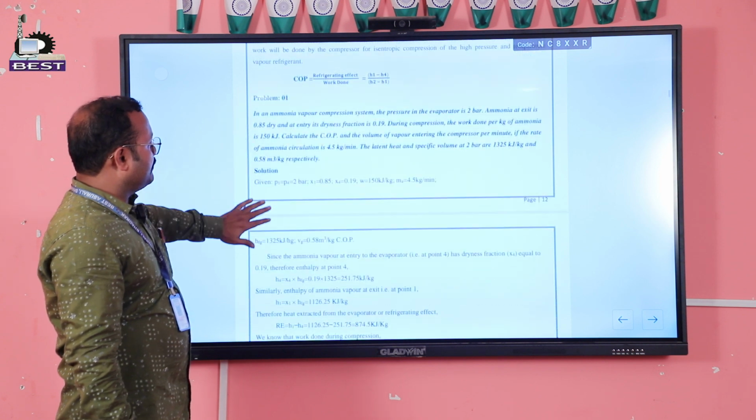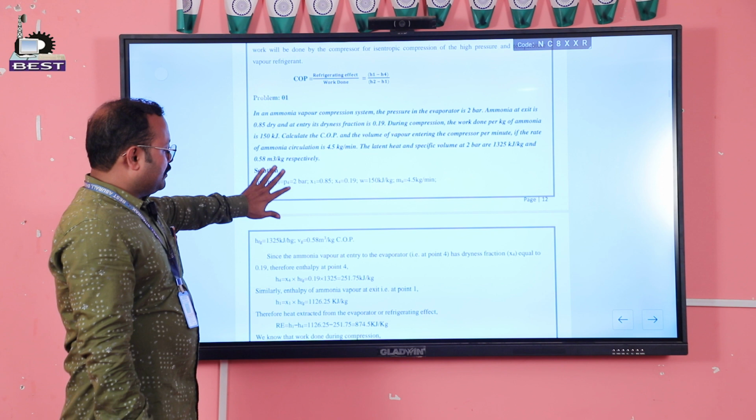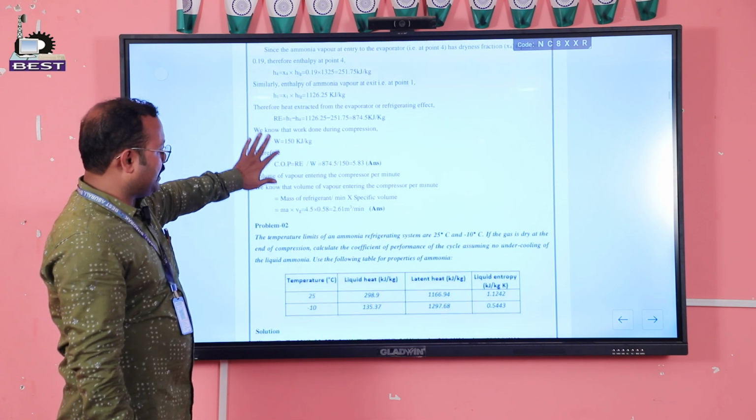Here is a sample problem. You have to note down it and practice it at home.